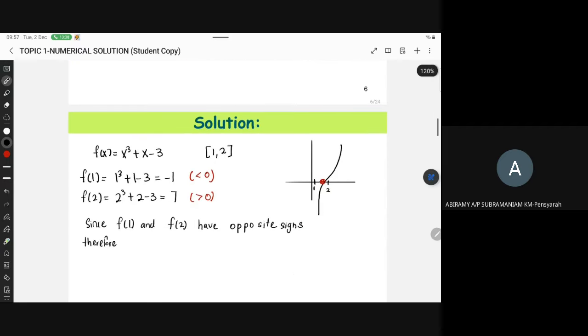Okay, therefore the equation x cubed plus x minus 3 equals 0 has a root lying in the interval. So the given interval is 1, 2. Now this is the method of change of sign. So when there is a change of sign, then there is a root.